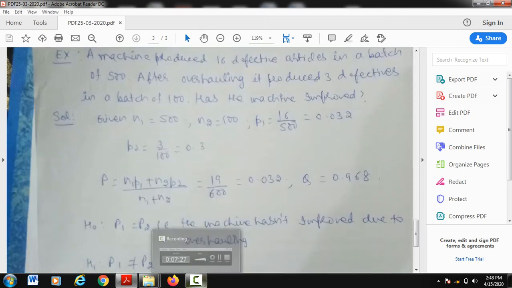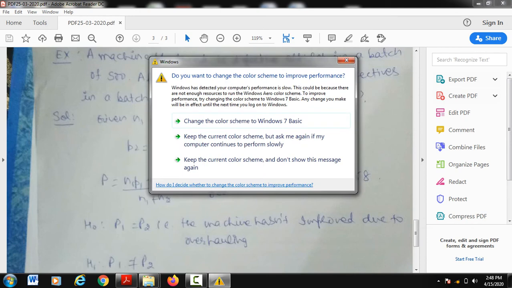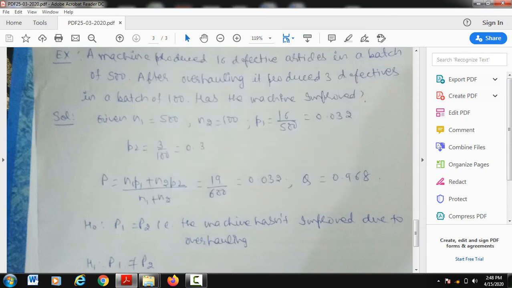Let us read out the statement first. A machine produced 16 defective articles in a batch of 500. So out of 500 it produced 16 defective. After overhauling it produced 3 defectives in a batch of 100. Has the machine improved? Whether it has improved or not after giving it some service.